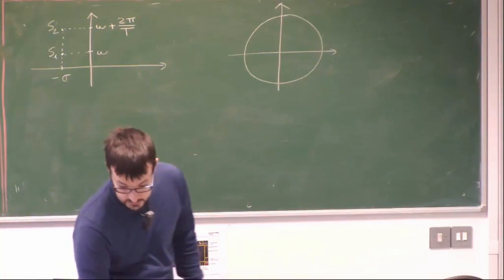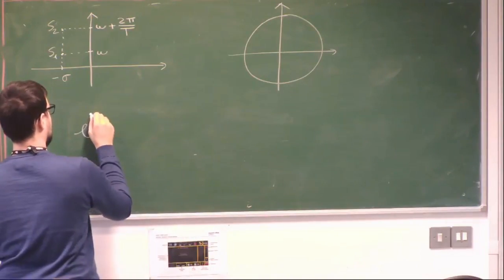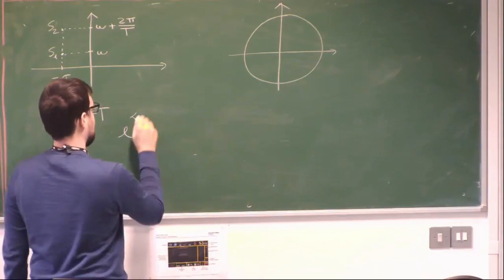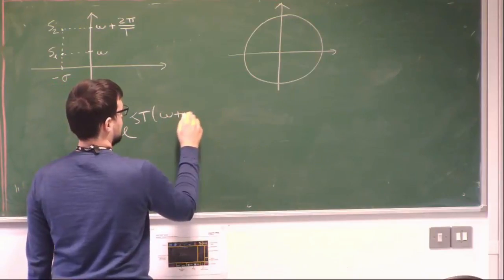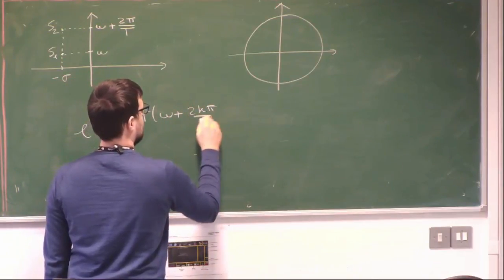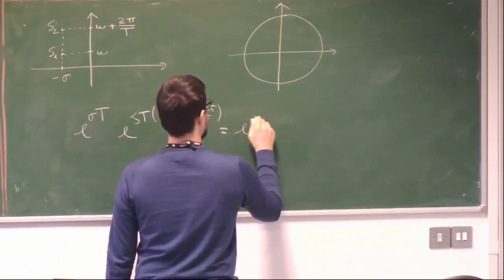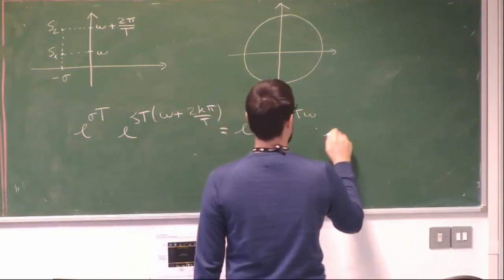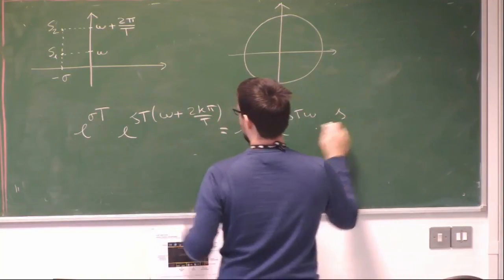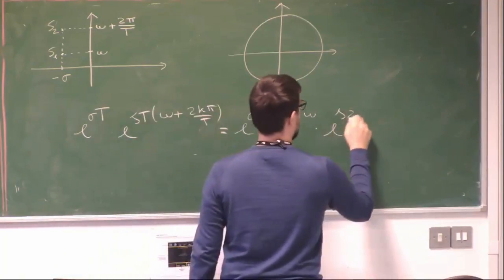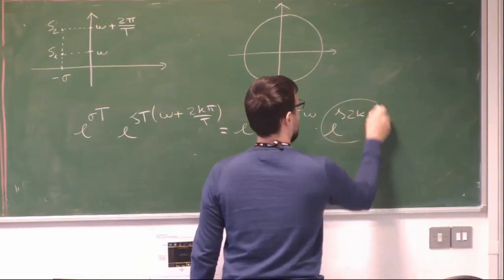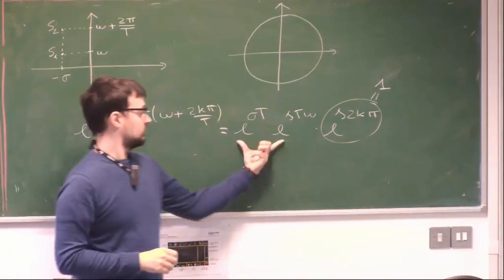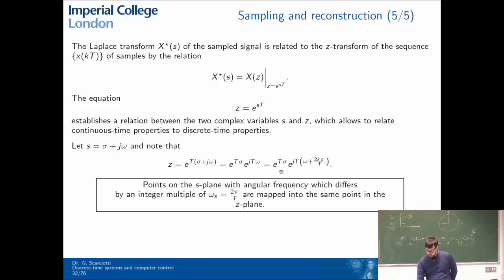So let's look at this on the board if this is not clear. e power sigma T times e power j T times omega plus 2k pi over T can be written as e power sigma T times e power j T omega times e power j, and then this capital T and this capital T simplify, so we have 2k pi. And this number is actually equal to 1. So we see that this number is actually equal to this number. So this is basic theory of complex numbers.